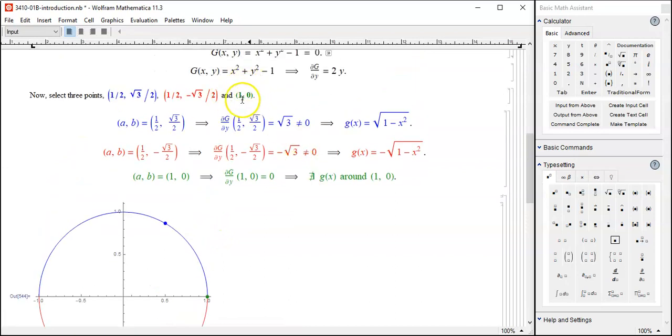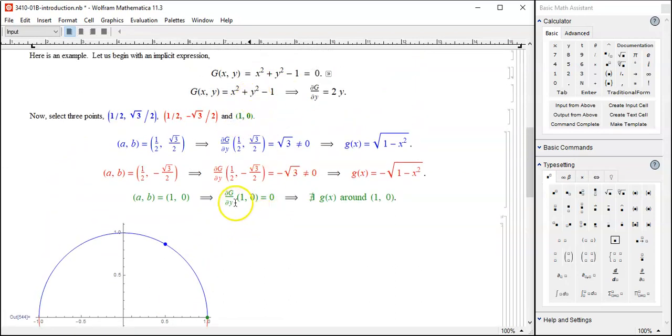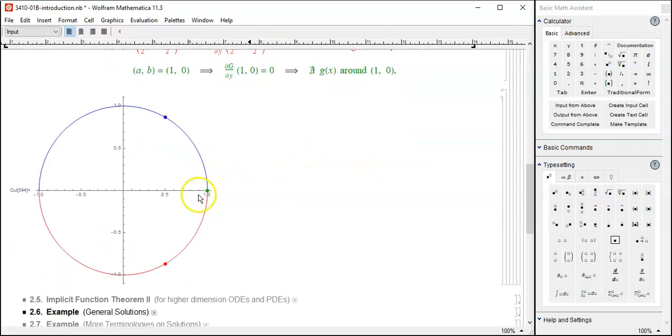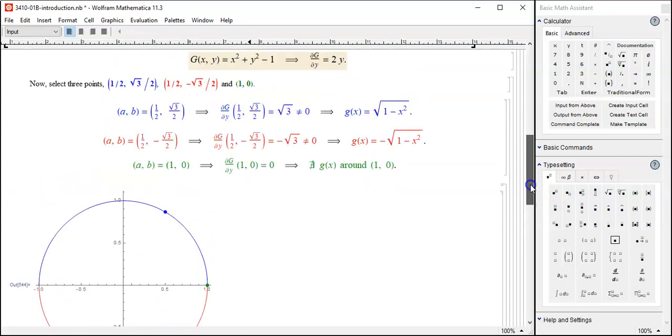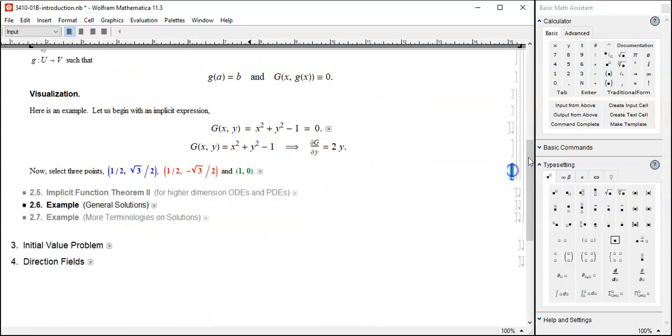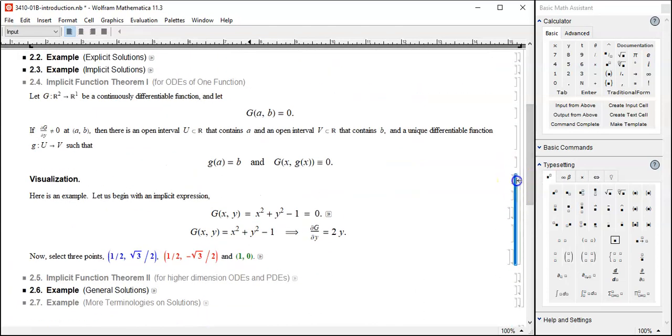At (1, 0), y equal to 0, so the partial derivative is 0 here. So it is impossible to solve around this point, you see. It's impossible to solve. Plus or minus square root meet right here. So you can't solve it and get a nice differentiable function. It's impossible there.